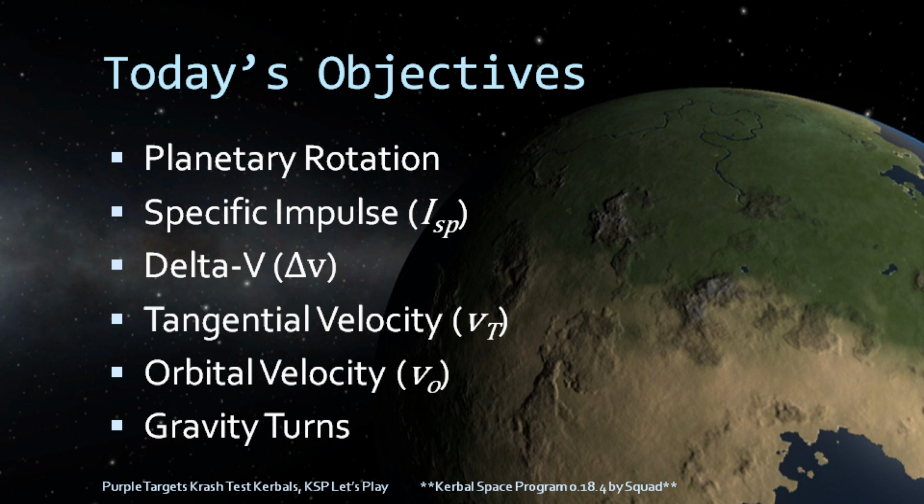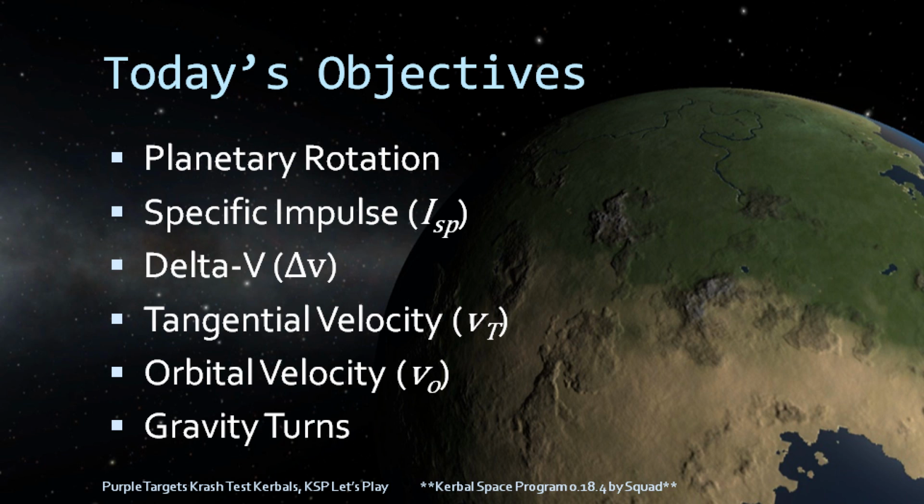So first up, we'll be looking at planetary rotation, make you aware of the motion of the ocean and everything else connected to it, and why anything we launch straight up will generally end up falling to the west of the Kerbal Space Center. We'll also be looking at specific impulse, which is a measure of the efficiency of rocket motors. So it's similar to cars and gas tanks, the miles per gallon or liters per 100 kilometers that you would measure on an internal combustion engine.